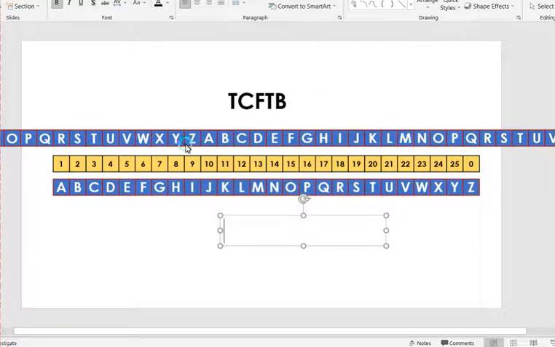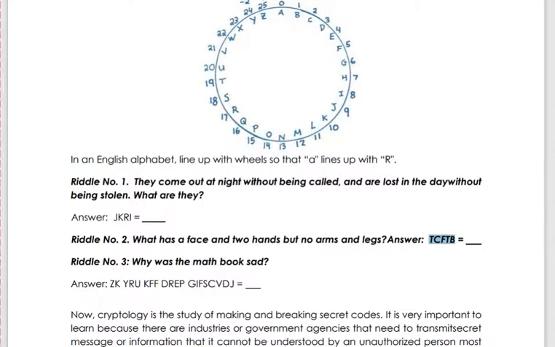Key here, so data matulok sa babaw, letter T is letter C. Then we have C is letter L, F is letter O, T is letter C, and B is letter K. That means the correct answer is clock. So it has face, two hands, but no arms and legs. That is clock. Next one, why was the math book sad?